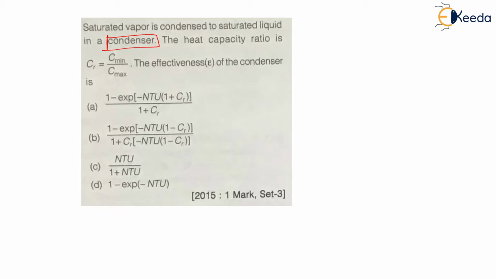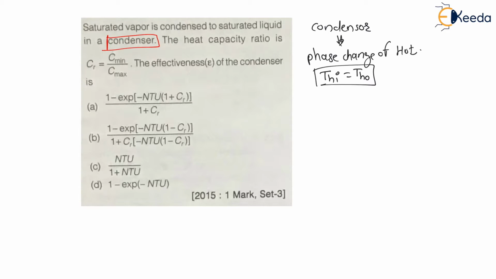Right. Now condenser is a heat exchanger in which there is a phase change of hot fluid. Now here they have given condenser. Right. And condenser is nothing but phase change of hot fluid. That means during phase change temperature does not change. Therefore inlet temperature of hot fluid is equal to exit temperature or outlet temperature of hot fluid. This is called condenser. And for cold fluid, temperature increases. Therefore exit temperature of cold fluid will be more than inlet temperature of cold fluid.